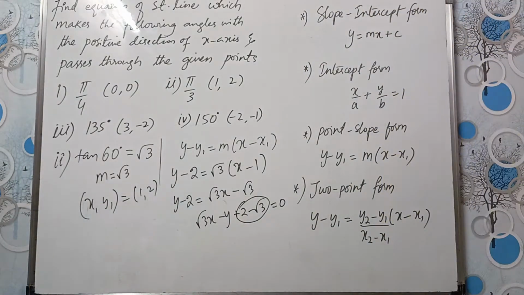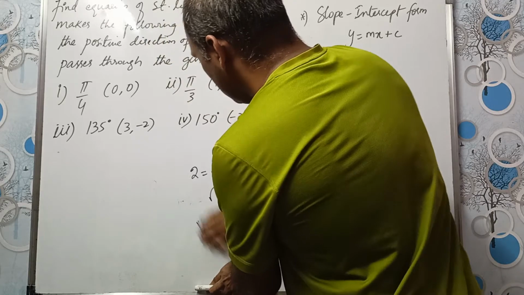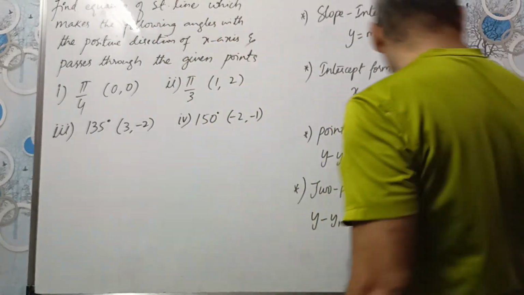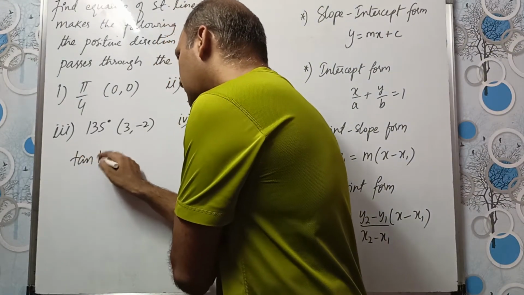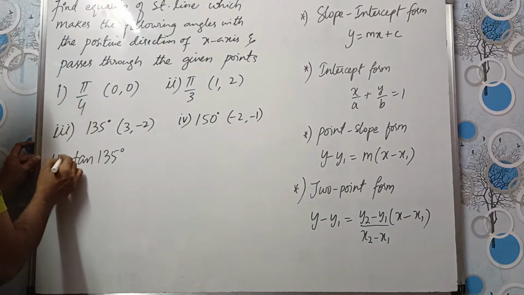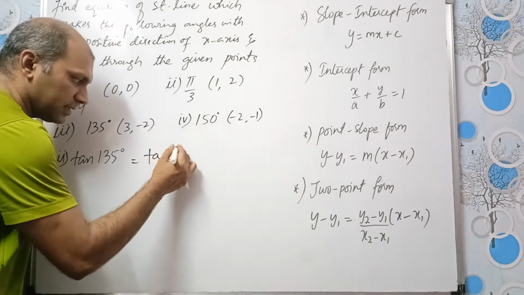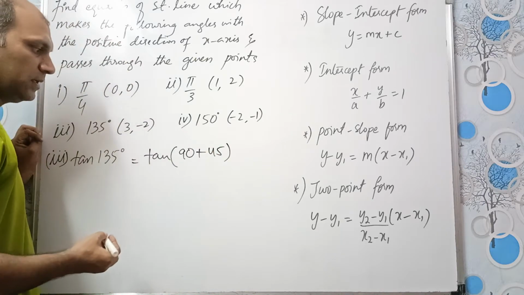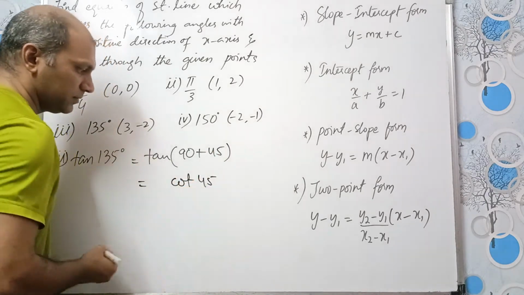Alright. So what about the third bit? What is the angle given? 135 degrees. Okay. Now, what is the value of tan 135? See, tan 135. This is the third bit. Tan 135 can be written as tan 90 plus 45. Okay. And this is equal to cot 45.